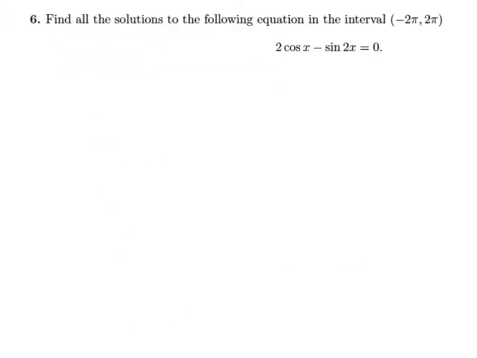For our next problem, we're asked to find all the solutions on the given interval, negative 2 pi to 2 pi, of the given equation. So looking at the equation, we see that we have a sine of 2x. So we could use a double angle identity to get rid of that 2x and rewrite this equation. So let's do that. So we're going to end up with 2 cosine x minus, and then the double angle identity for sine of 2x is 2 sine of x times cosine of x, all equal to 0.